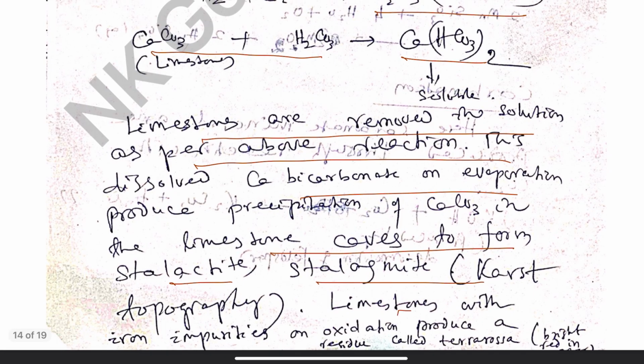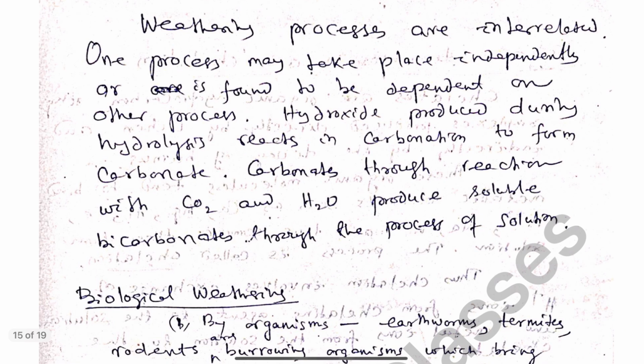So limestones with iron impurities on oxidation produce terra rosa, which is a common product found on the limestone surfaces, bright red in color, terra rosa. So limestone with iron impurities produces terra rosa.